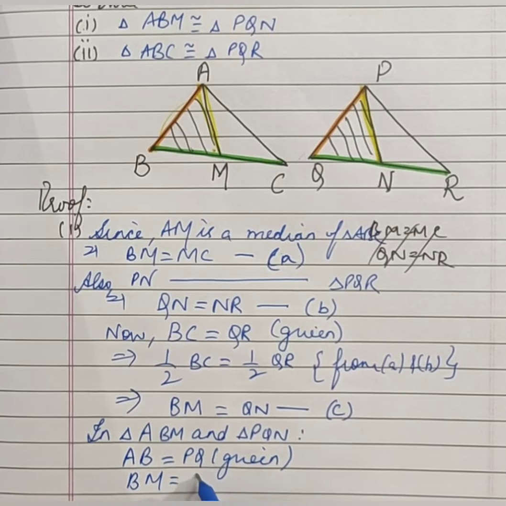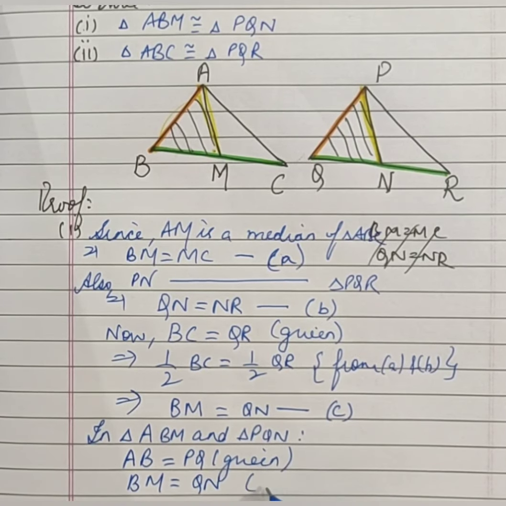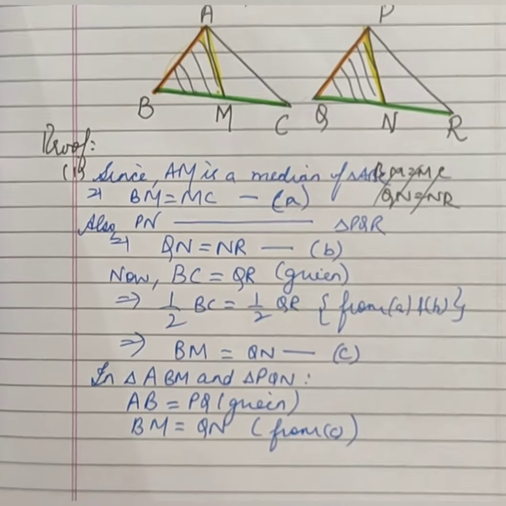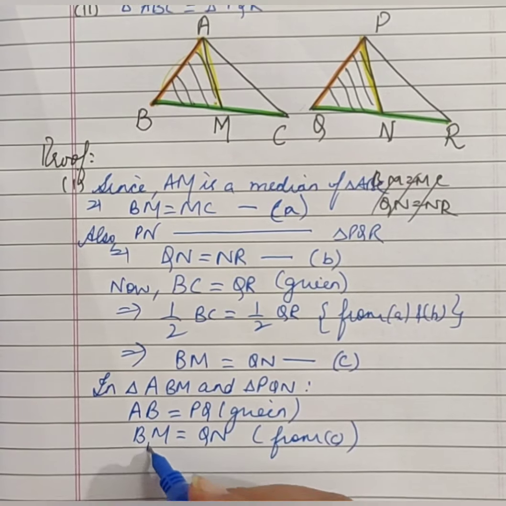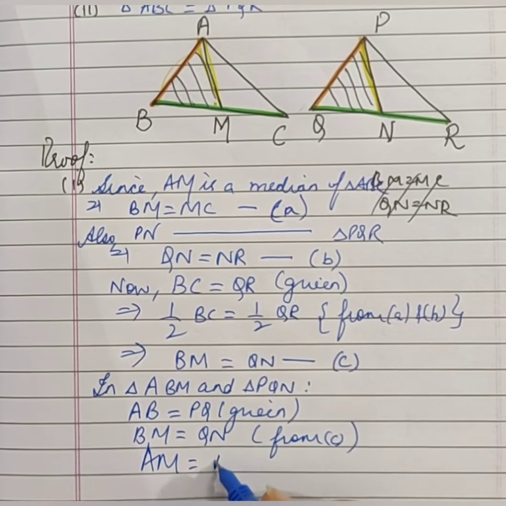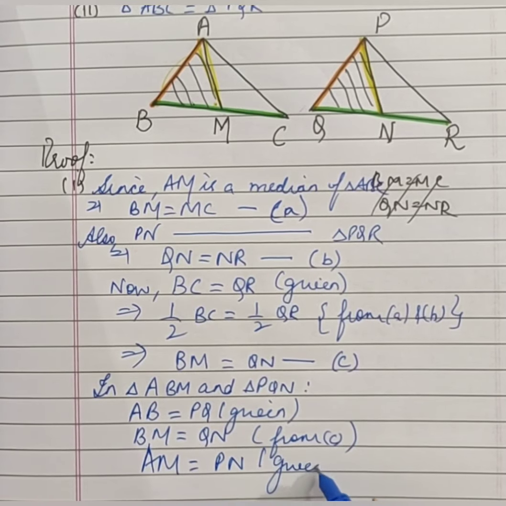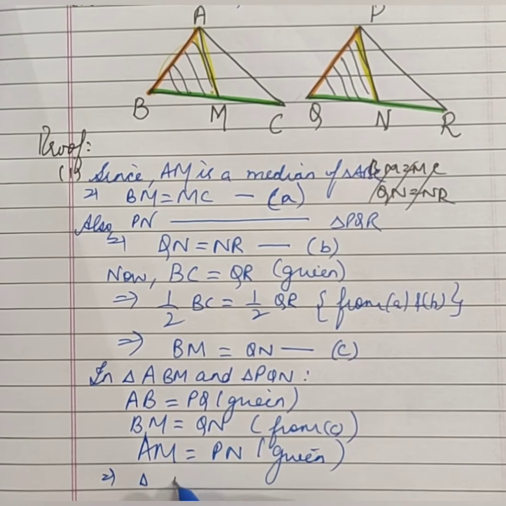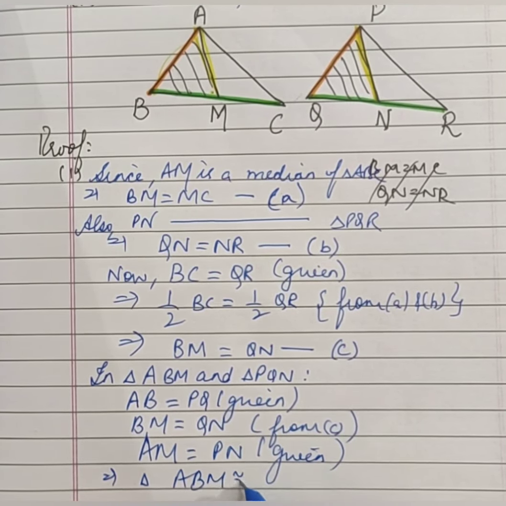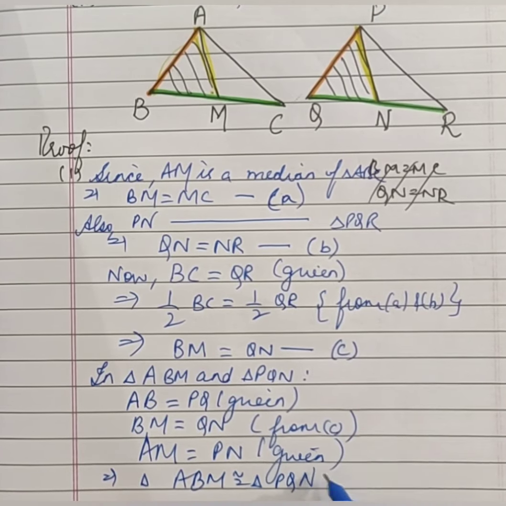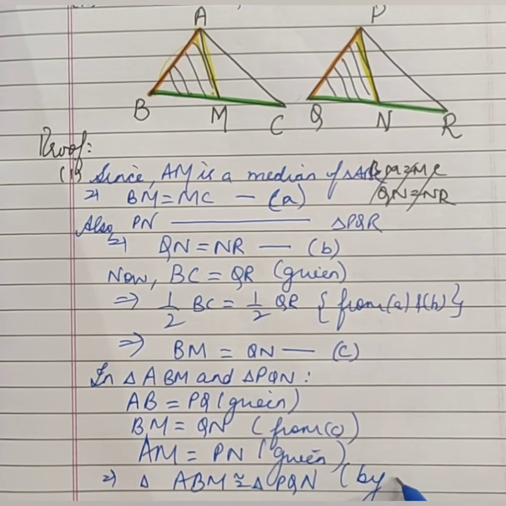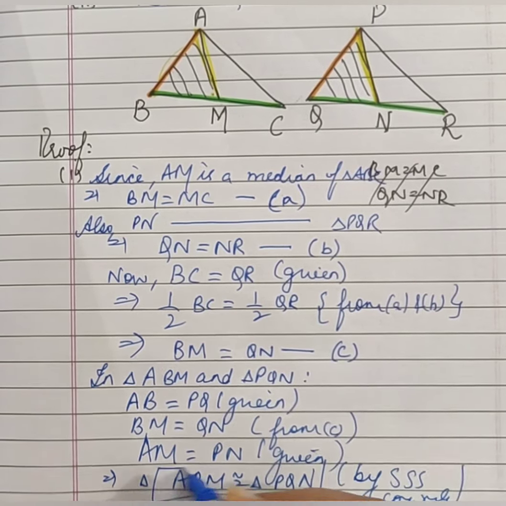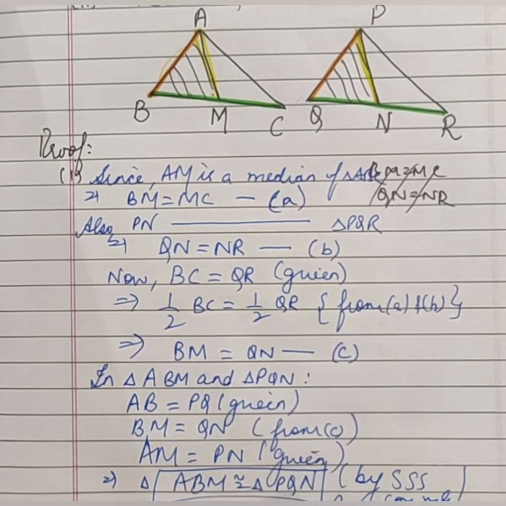BM is equal to QN from C, and the third condition is AM is equal to PN. This is also given. So this implies triangle ABM is congruent to triangle PQN by SSS congruence rule. Hence, proved.